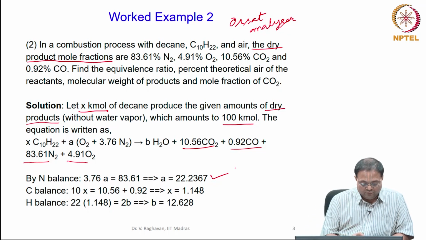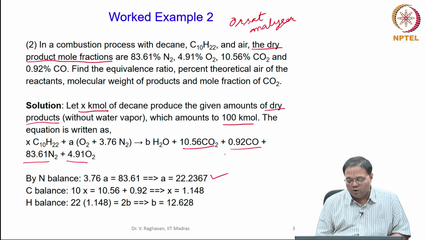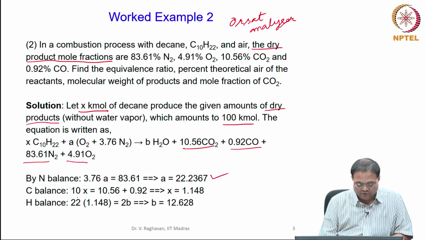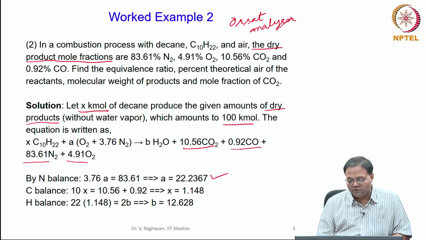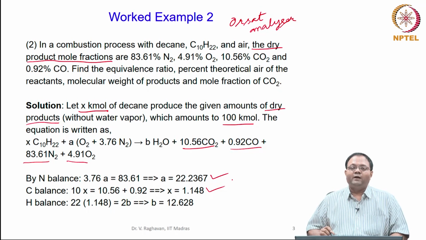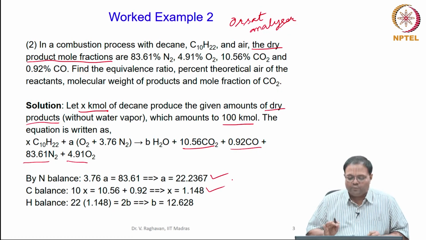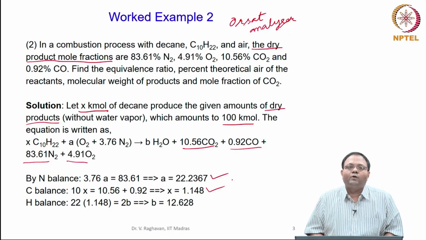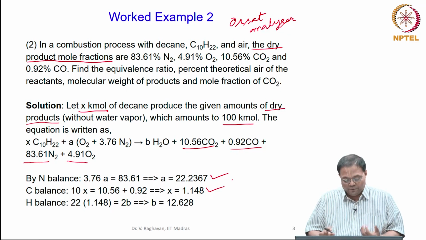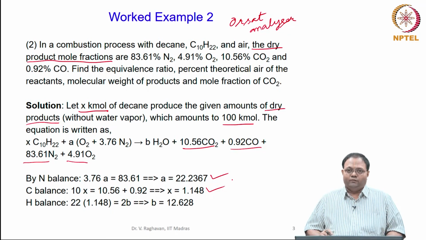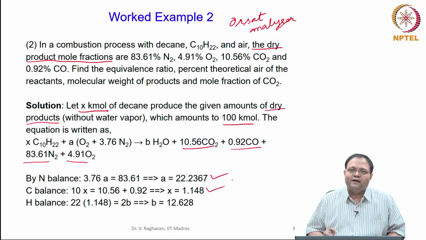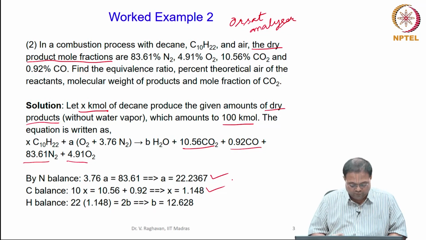Now do the C balance because you know CO and the CO2's number of moles in the products are known. So 10x on the left hand side will be equal to 10.56 plus 0.92. So you will get the value of x. So that means instead of just burning 1 kilomole of fuel, I am burning 1.148, approximately 1.15 kilomoles of decane. So the fuel is slightly higher than 1 kilomole, so it is 1.15.